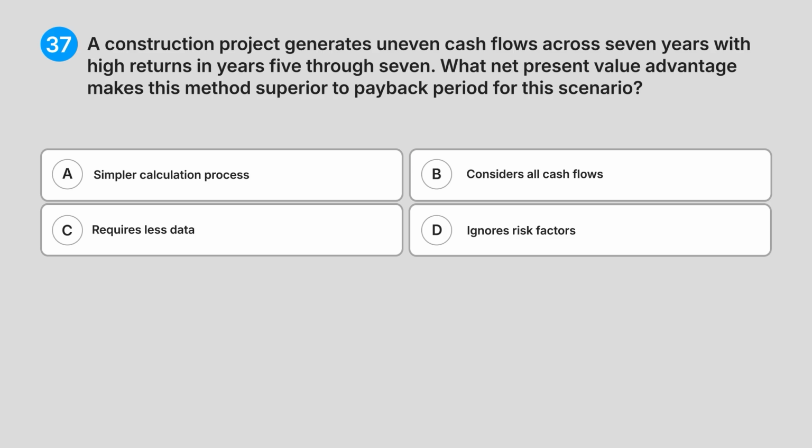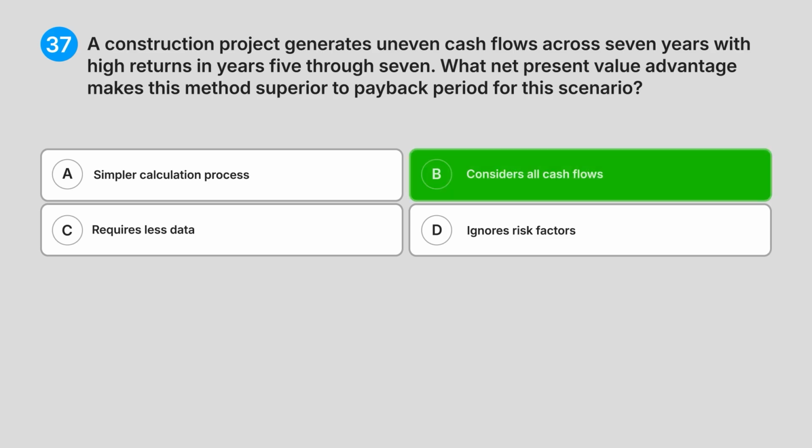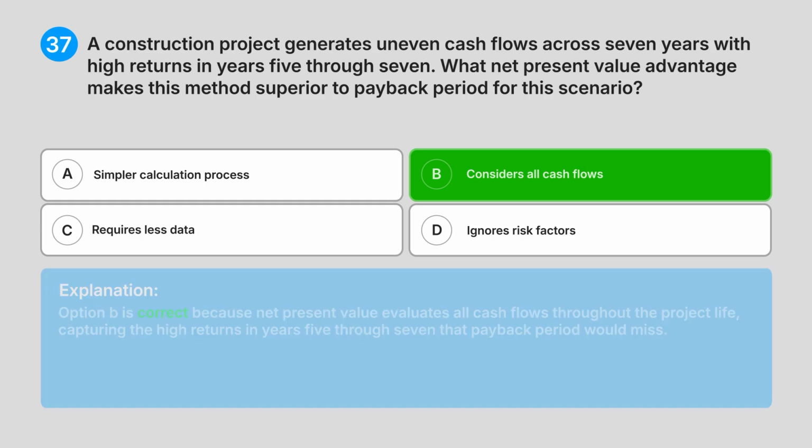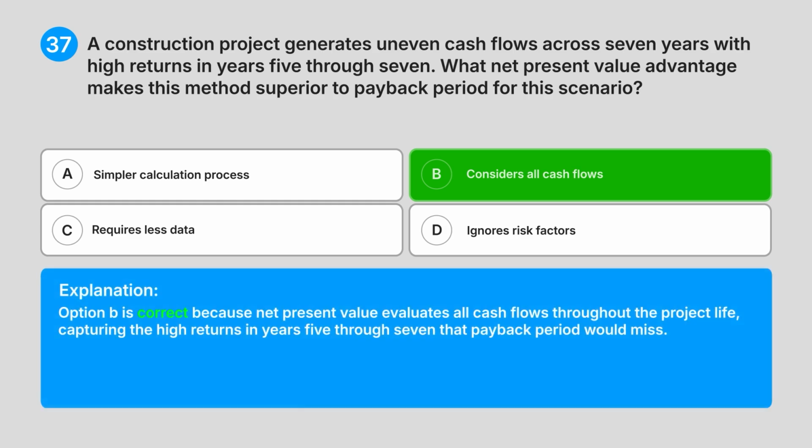Correct answer. B. Considers all cash flows. Explanation. Option B is correct because net present value evaluates all cash flows throughout the project life, capturing the high returns in years 5 through 7 that payback period would miss.